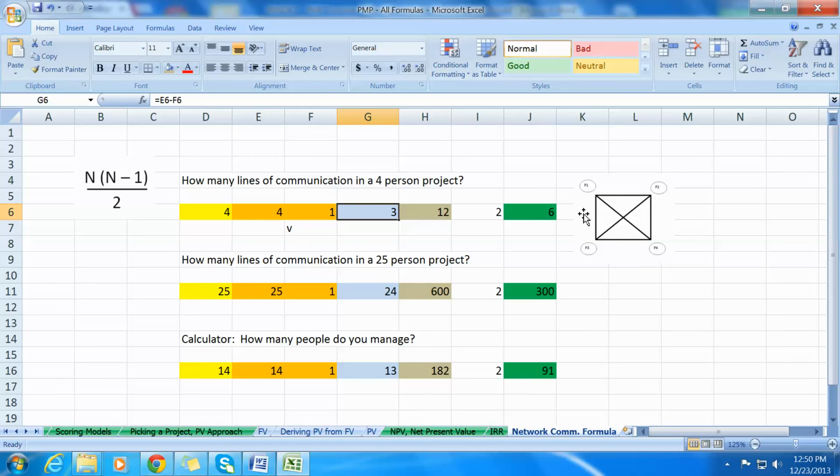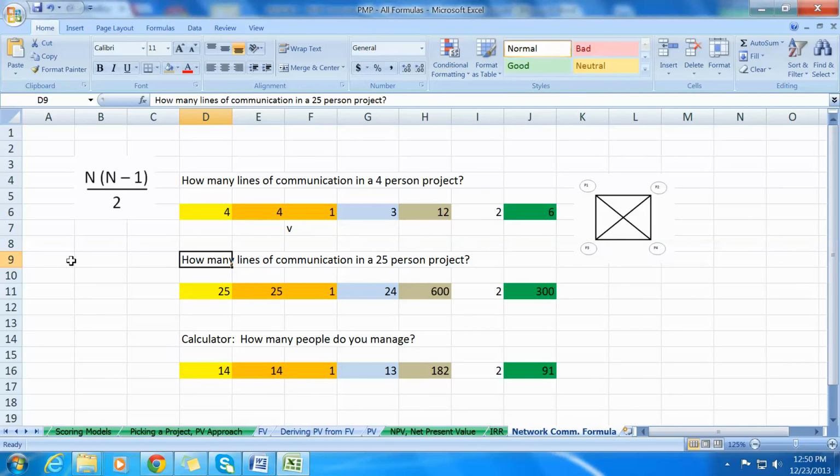And just so you can see it better, I did it with the graphic once again. So if you have 4 people on a project and you are one of the 4, you have 6 lines of communication. So here's the formula, and here is the actual demonstration visually.